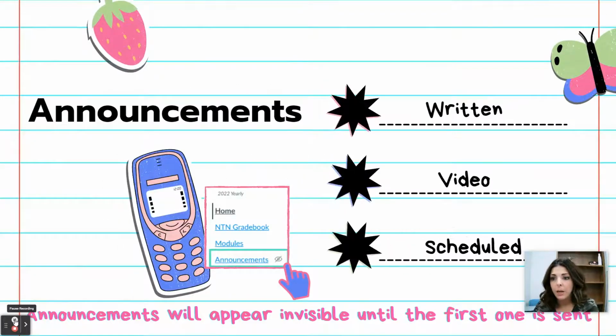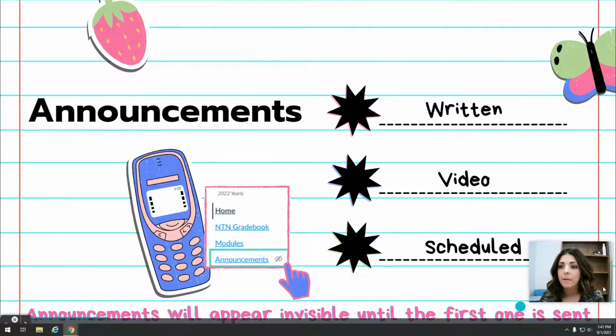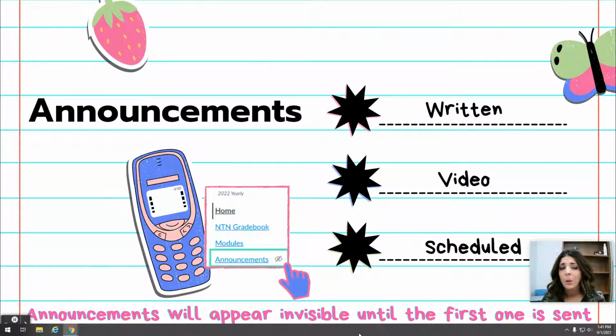So the first thing we're going to talk about are announcements. Announcements are a fantastic way to communicate with your students. They're great for things like reminders of homework, reminders of anything, or just if you need to send a quick little note to your students. They're great if you're out with a sub and you can put some information in there.